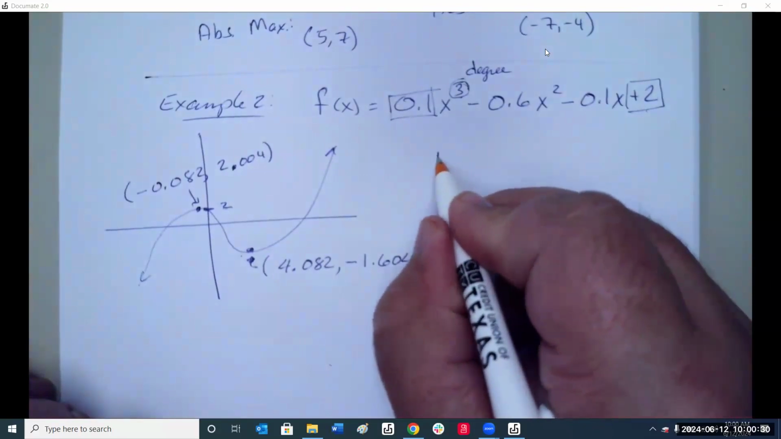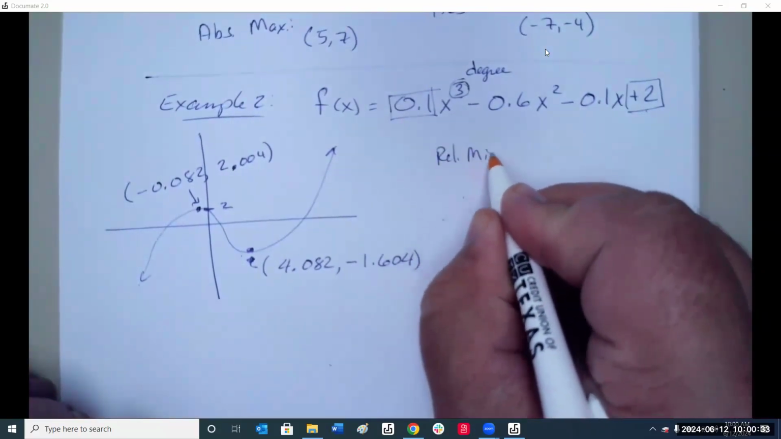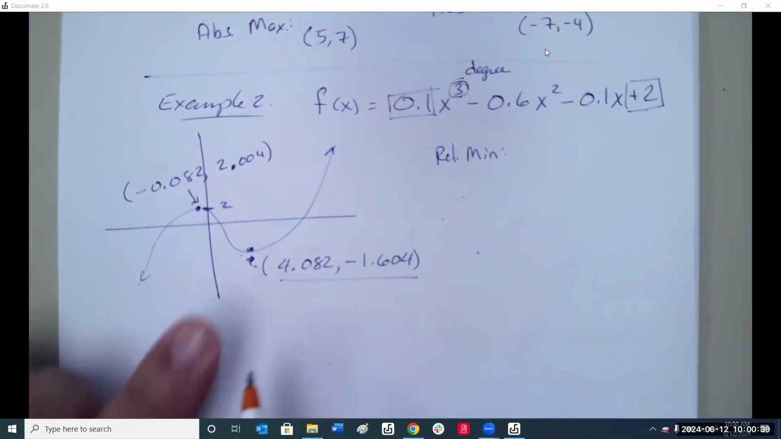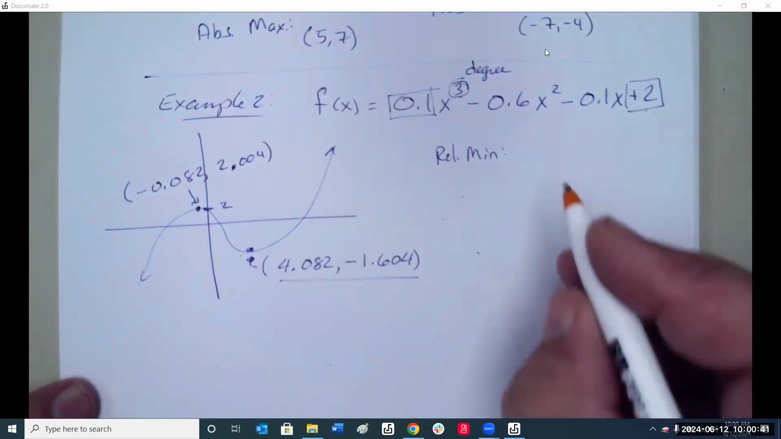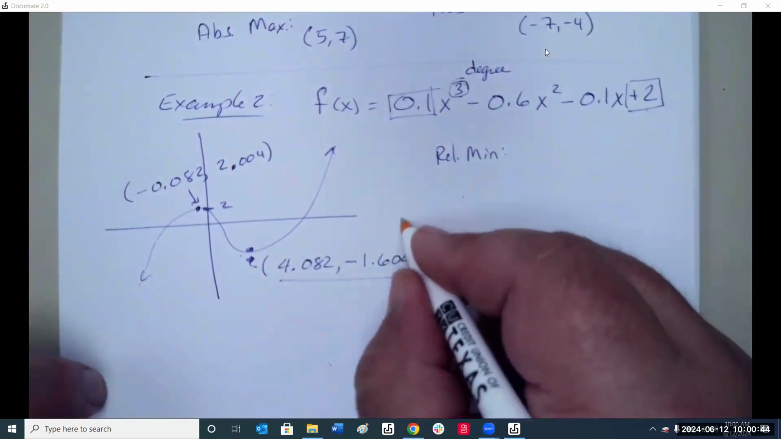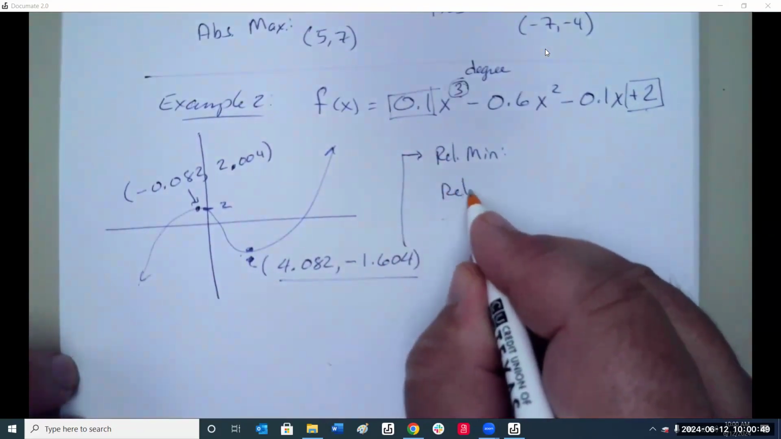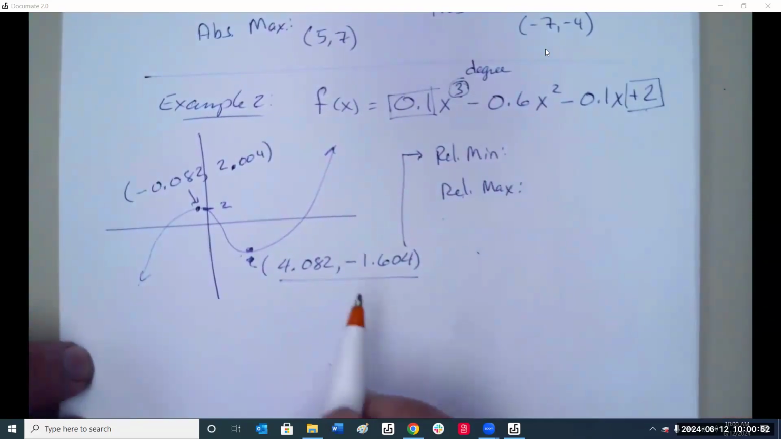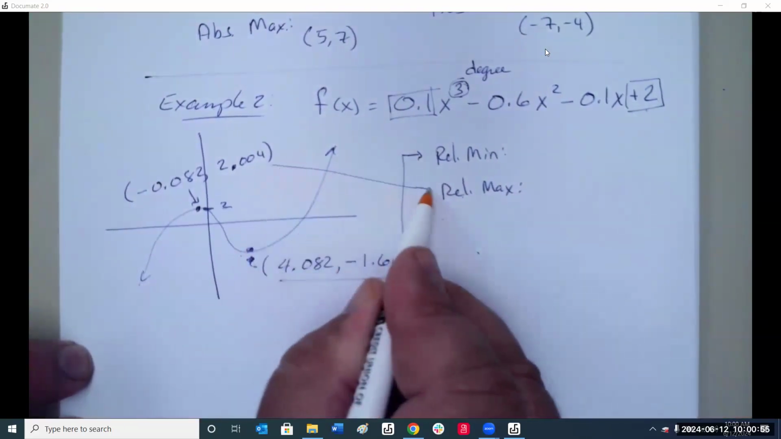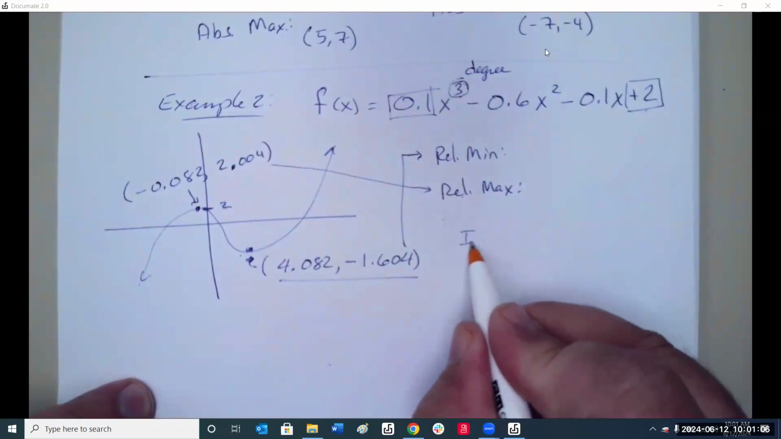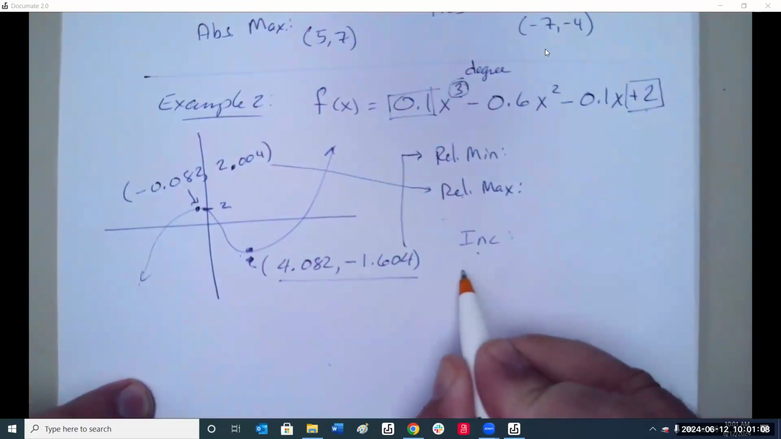So our relative minima is at this point. That's our relative minima. Our relative maxima is at that point. Do we have an absolute minima or absolute maxima? No, because the arrows go on forever. So where is it increasing and where is it decreasing?